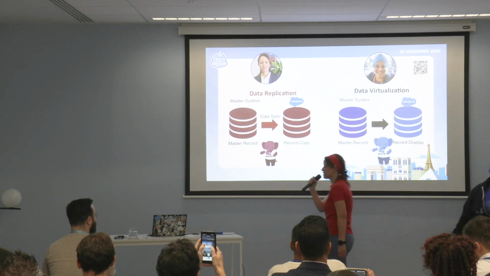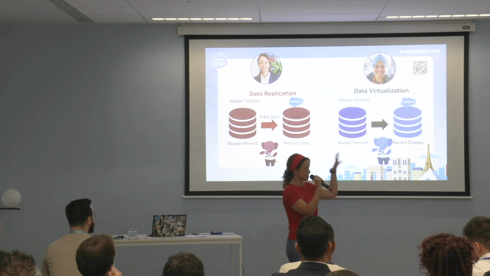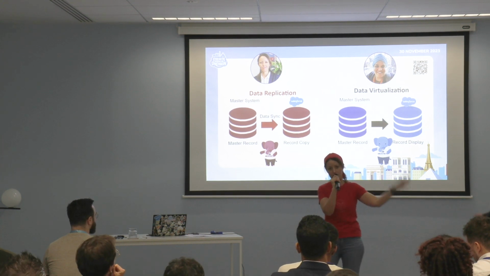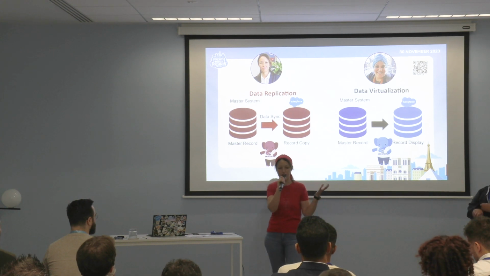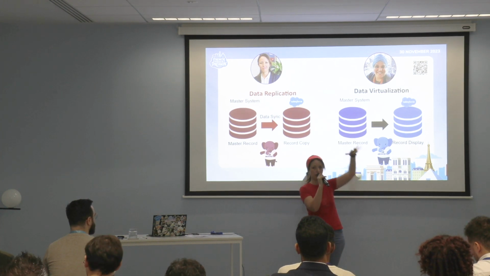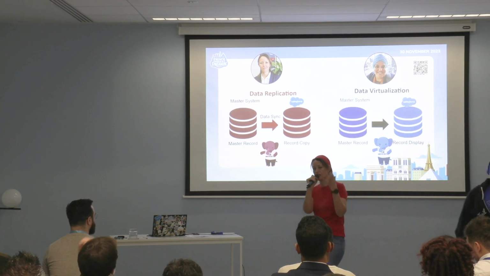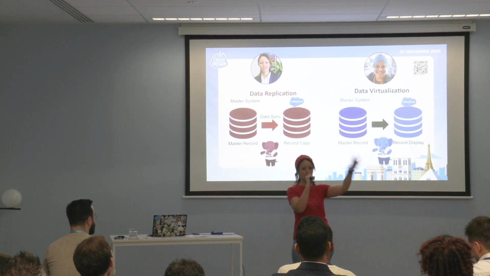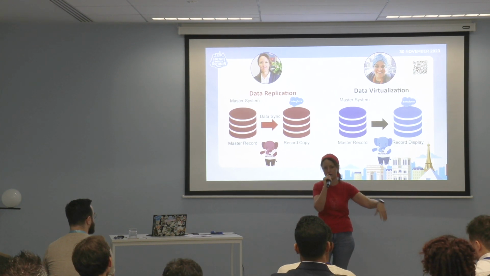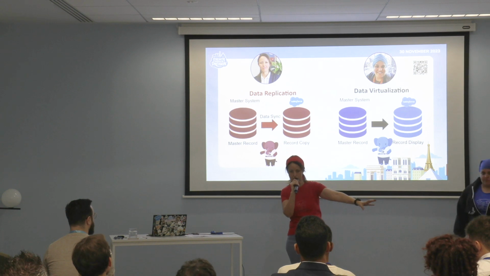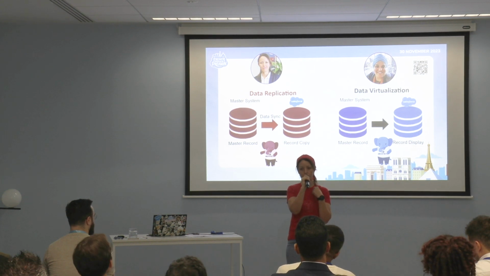Okay, so let's start with the definition of each mechanism. Data replication is the process of copying data from one system to another and keeping them synchronized. Imagine that we have a master system that provides the temperature of each country. Replication means that every system that needs this information will have their copy from the master system. So when the master system is updated, all other systems need to get their copy synchronized.